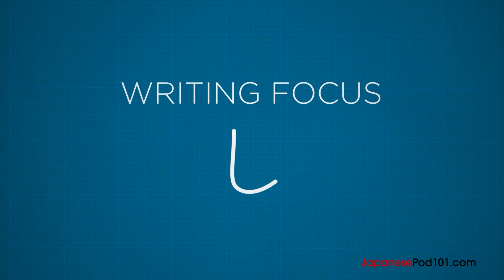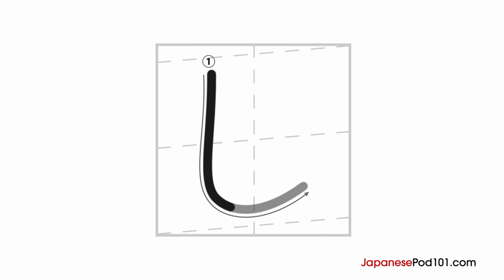Hiragana shi is written in one stroke. Start with a vertical line going down, then at the bottom, make it curve up. Flick your pen at the end of this stroke. Say it again.